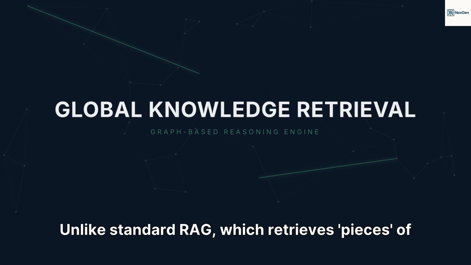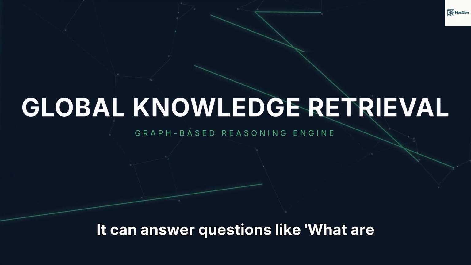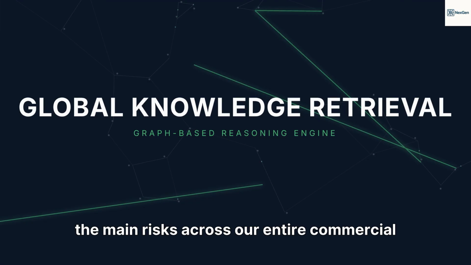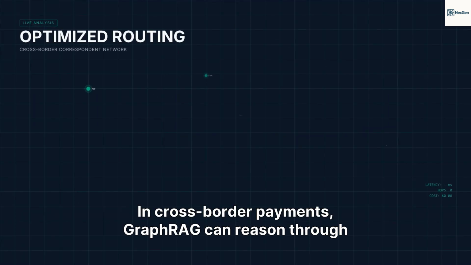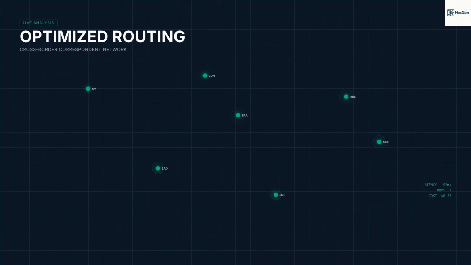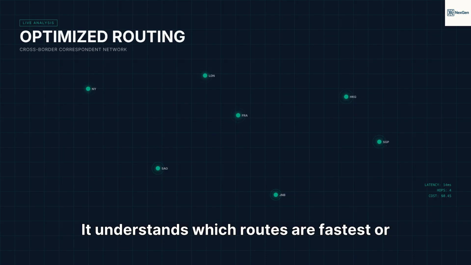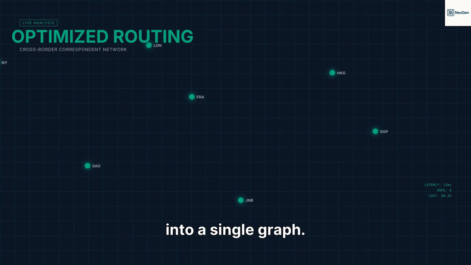Unlike standard RAG, which retrieves pieces of text, GraphRAG can perform global reasoning. It can answer questions like, what are the main risks across our entire commercial loan portfolio, by traversing the entire graph. In cross-border payments, GraphRAG can reason through complex correspondent banking networks. It understands which routes are fastest or cheapest by connecting disparate bank-to-bank relationship data into a single graph.